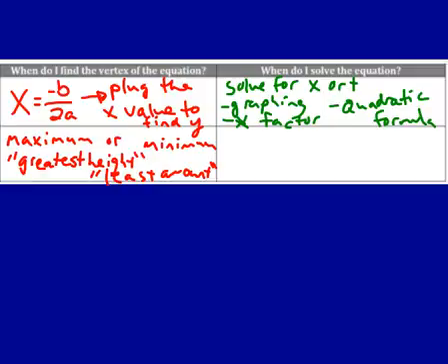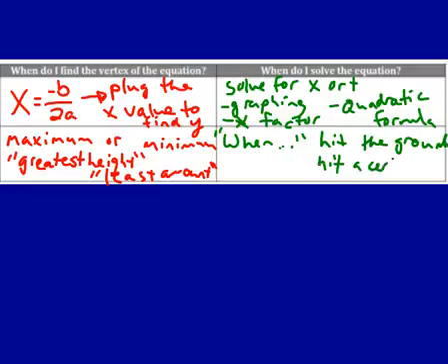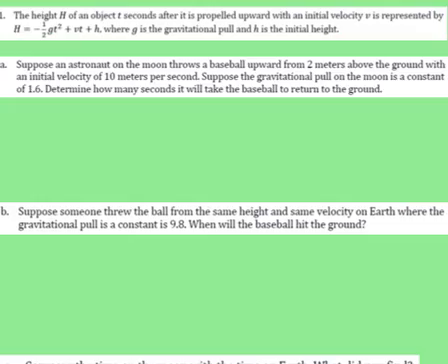So when do you solve it? It's going to say, when does it hit the ground? Or hit a certain point. So you just start looking for keywords, like the length of time, things like that.